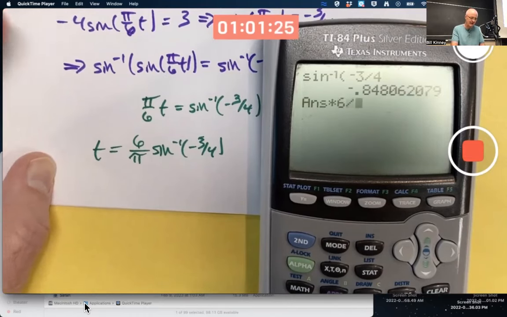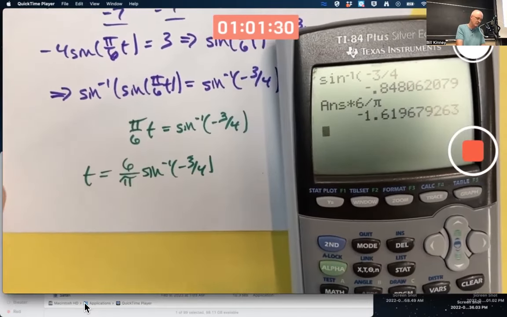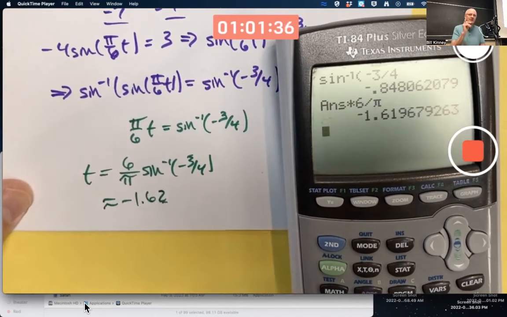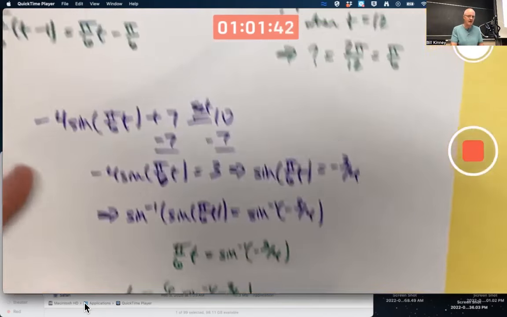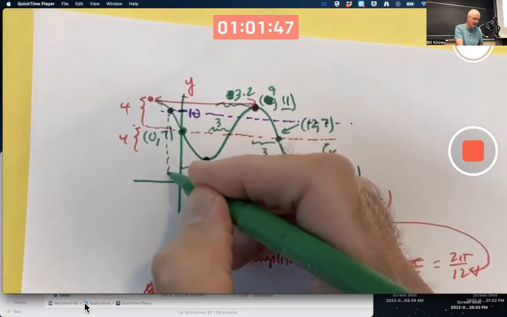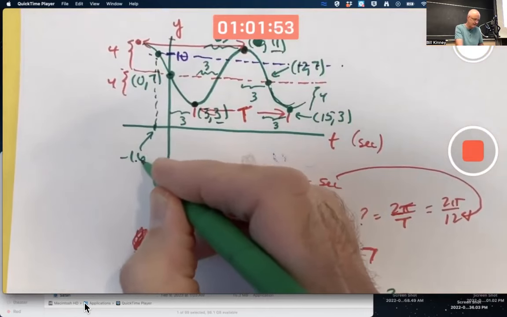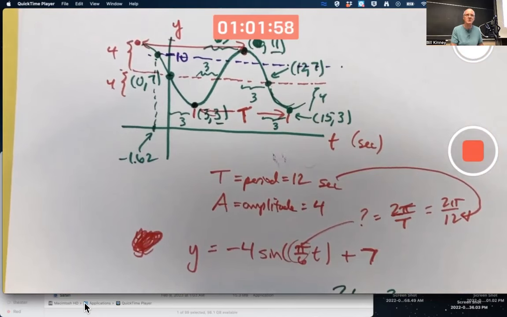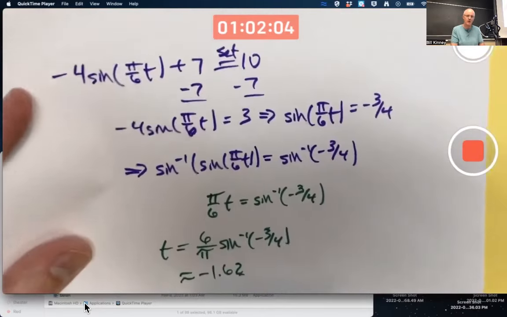Multiply that by 6 divided by pi. Get about -1.62. That's one value of t where the output of this function equals 10. Where is it in this picture? Evidently right there. That t coordinate is about -1.62. Looks about right, doesn't it? Looks reasonable. That's the t coordinate we just found by doing this work.